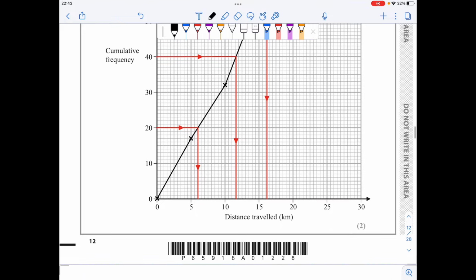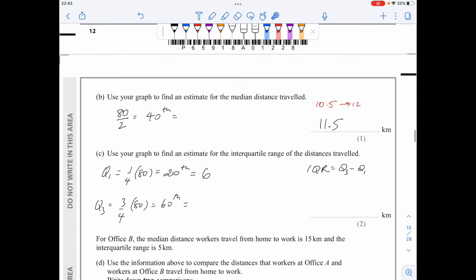This cuts the x-axis at 16, so Q3 is equal to 16. So the interquartile range is equal to 16 minus 6, which is equal to 10 kilometers. Now the mark scheme accepts values between 8.5 to 11.5.